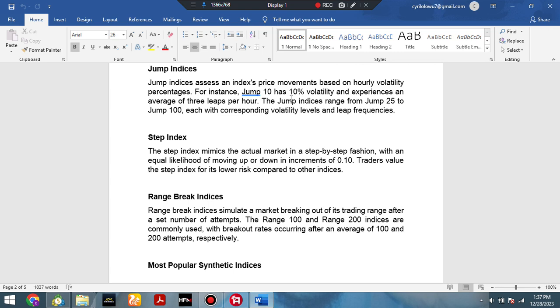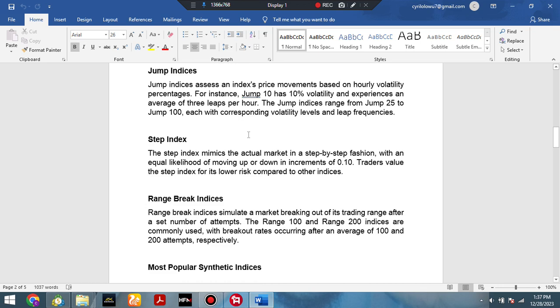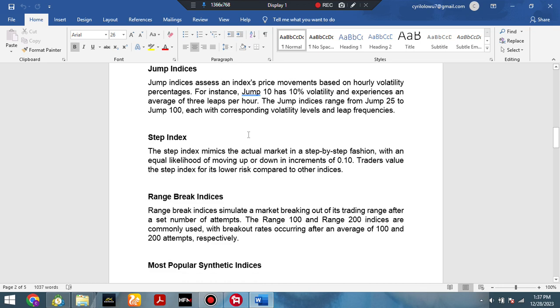So this applies to every pair in synthetic indices. Whichever one you see, they must have a specific, unique character. So they are not the same. They might be in the same peer group, but they are not the same in terms of profit and losses. You'll notice that there's a bit of difference based on the volatility involved.